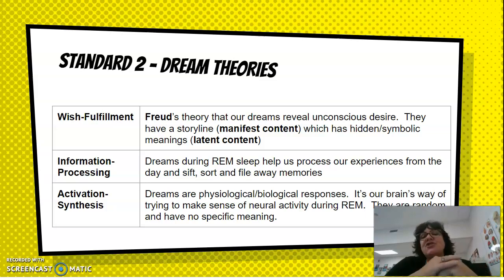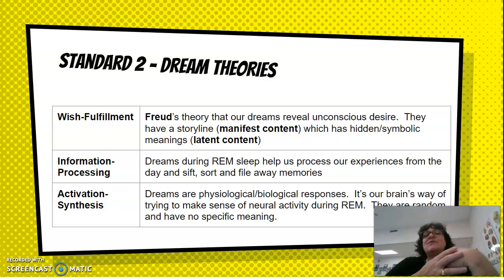He believed that each of our dreams has a storyline with manifest content. That's the obvious content. So, like I said in my classes, if you see an elephant in your dreams, it's an elephant. That's the manifest content. It is what it is. But he believed that the manifest content also had a symbolic or hidden meaning. That's the latent content. Latent content is subject to interpretation.